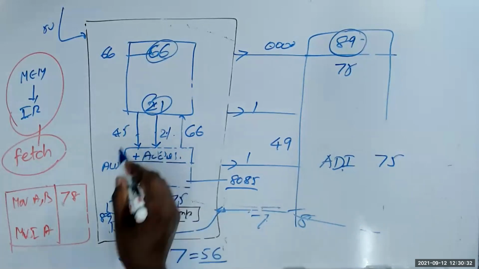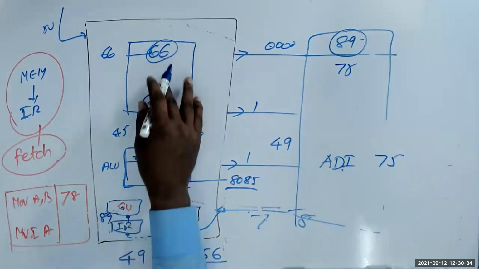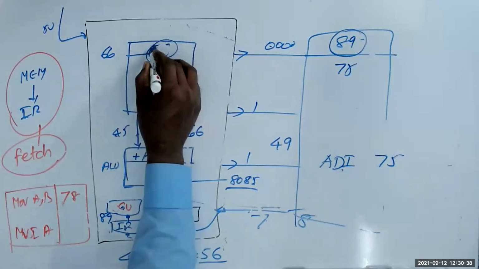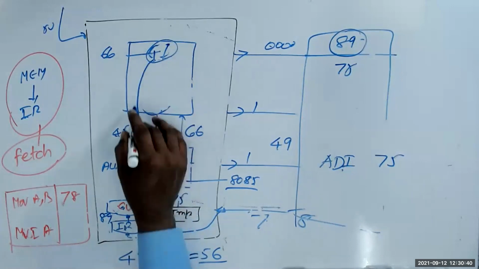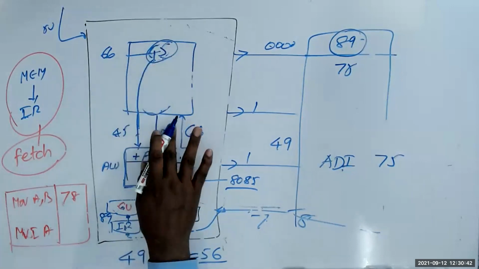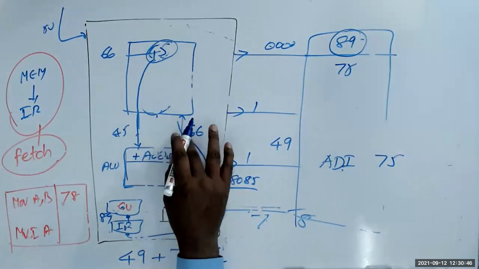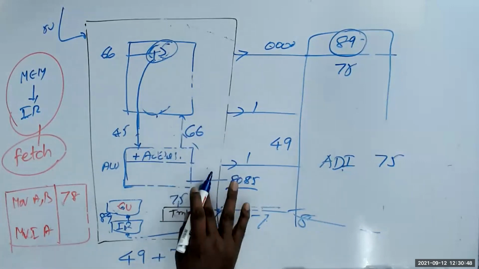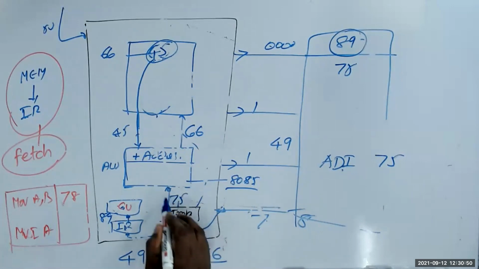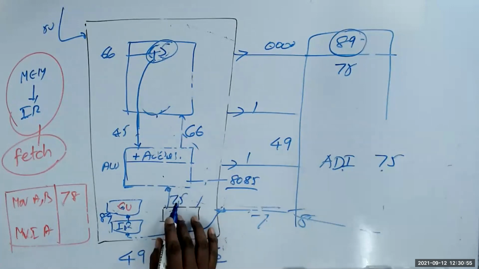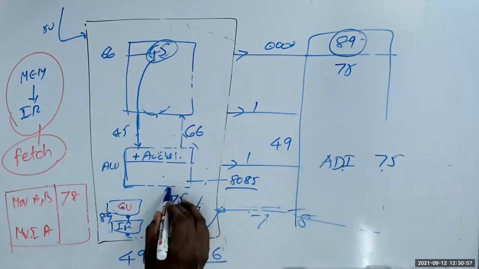Then he adds that instead of L, he gives 41. The 41 here, 45, sorry, comes here. Now HL don't come. The temp goes here. The temp goes to the adder. What is there in the temp? 75. Then he performs the addition.